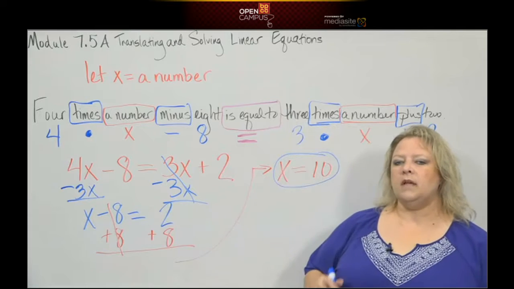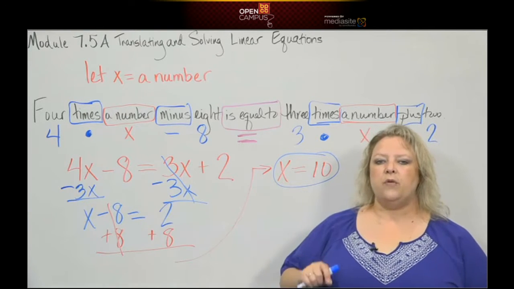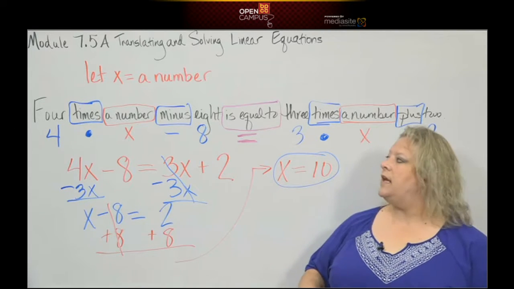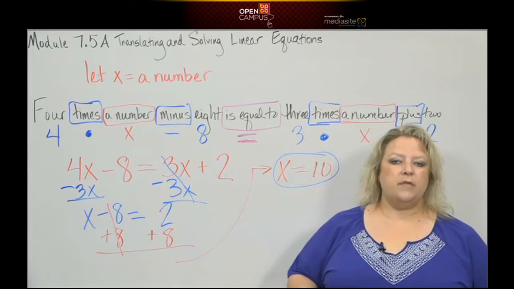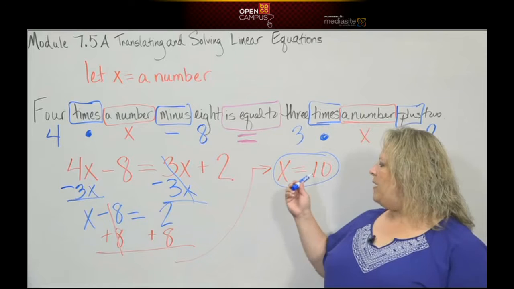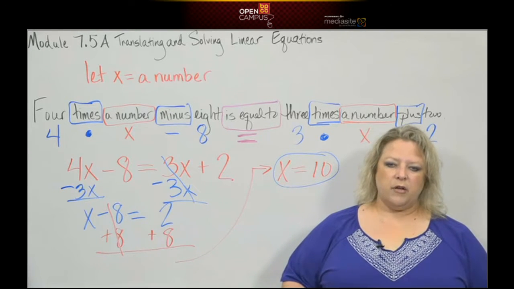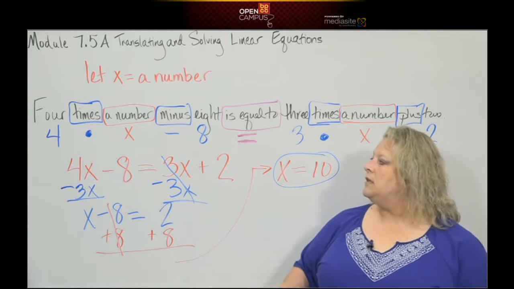Now, does that mean I'm done? The last step, it said, was to reread the question and make sure that you found whatever answers you said. It says let x equal a number. That means that I was only looking for one number. I found one number. As far as that goes, yes, I'm done. But don't you want to check yourself? You always want to check and make sure you did it right.